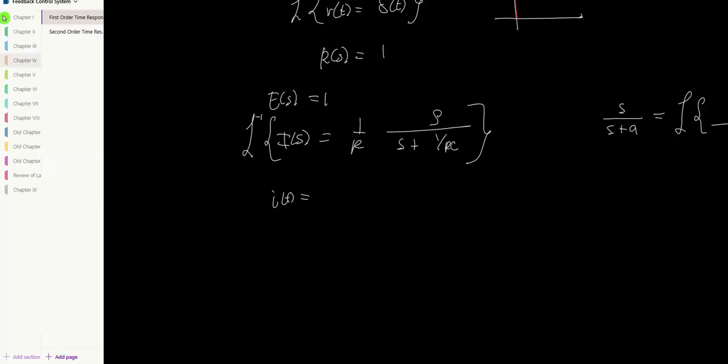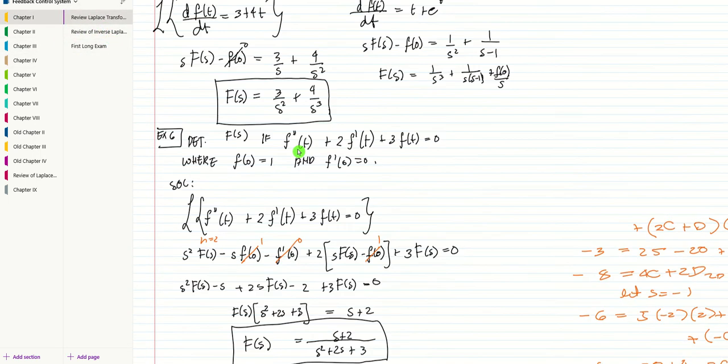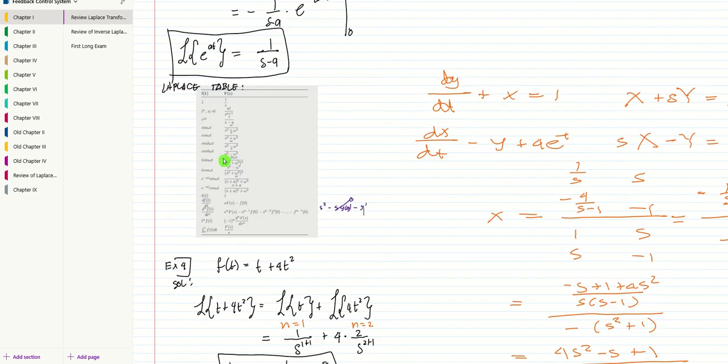So if we look at our table from chapter 1, you can review it here. There's no exact entry for s over s plus omega. Here, we have s over s squared plus omega squared. That's cosine. But our problem is just s over s plus a. So that's not cosine. If that's the case, how do we solve the problem?